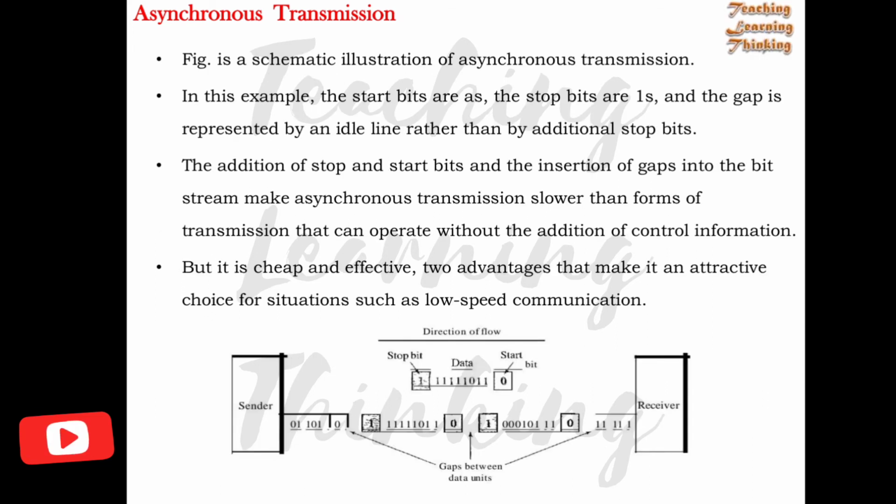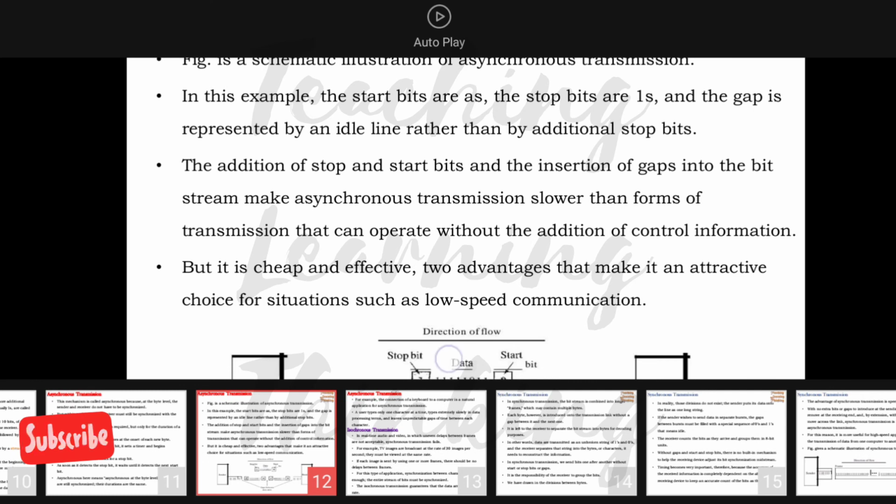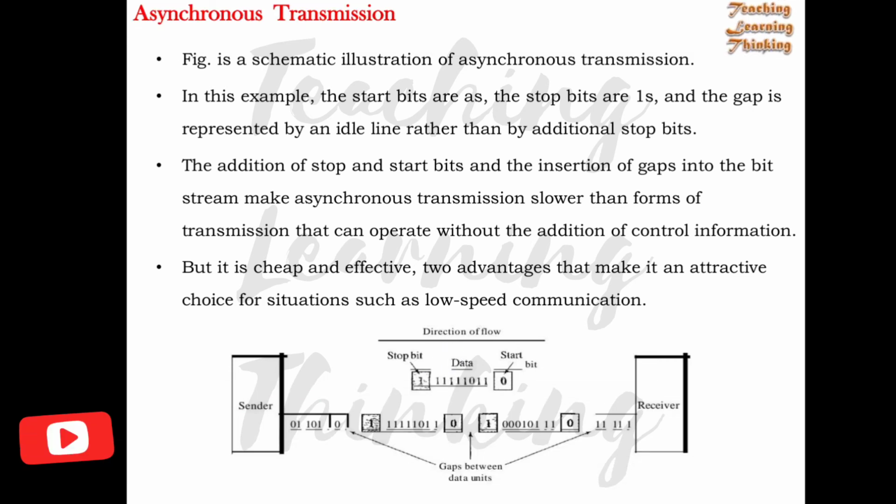The figure shows a schematic illustration of asynchronous transmission. There is a byte with a start bit and a stop bit, and there is a sender and receiver, with gaps between the data units. In this example, the start bits are zeros, the stop bits are ones, and the gap is represented by an idle line rather than additional stop bits.